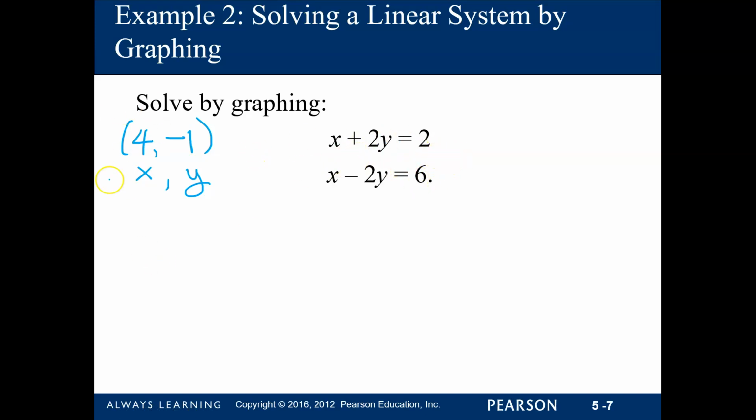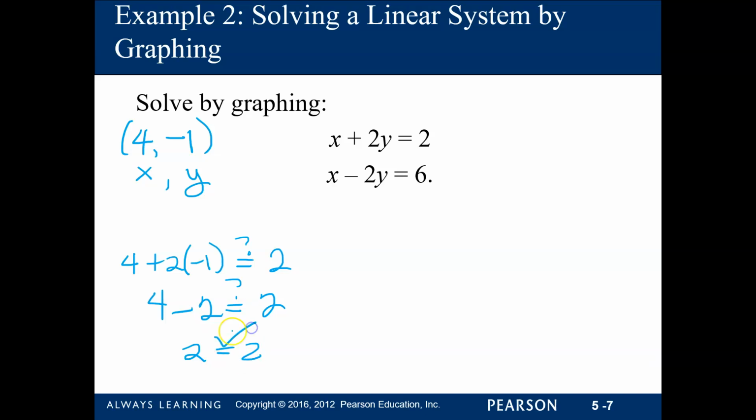And you can check. So let's have x to be 4. So this is 4 plus 2 times the y, which is -1. Is it going to be equal to 2? You will see this is 4, plus 2 times -1 is -2. Is that going to be equal to 2? Yes, it is. 2 is equal to 2.